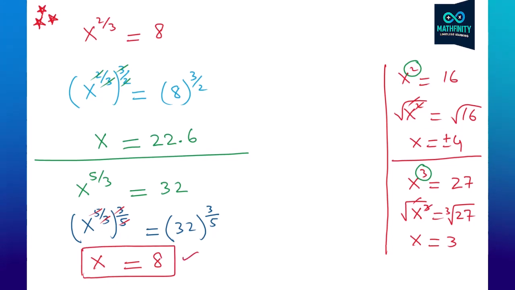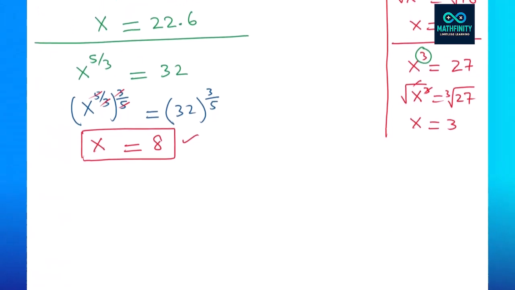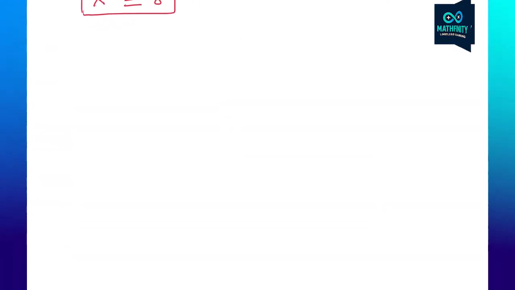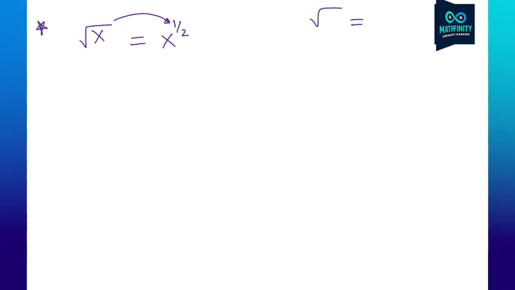Hopefully guys you understand this idea. And the last thing, and then we are going to move on to solving the past paper questions. Simple: if you see square root x, we can write it in the form of 1 over 2. It means the value of the square root is 1 by 2.